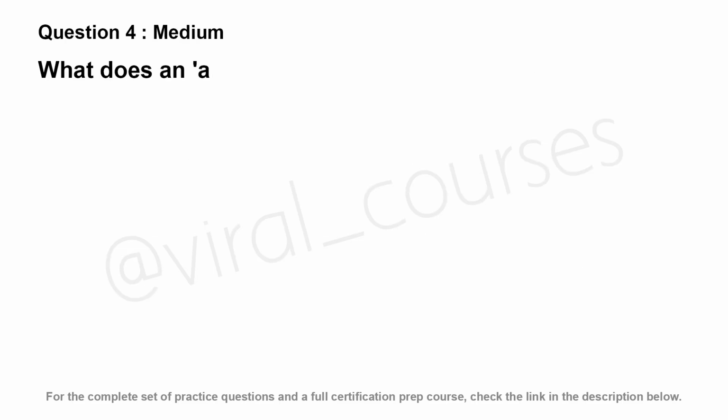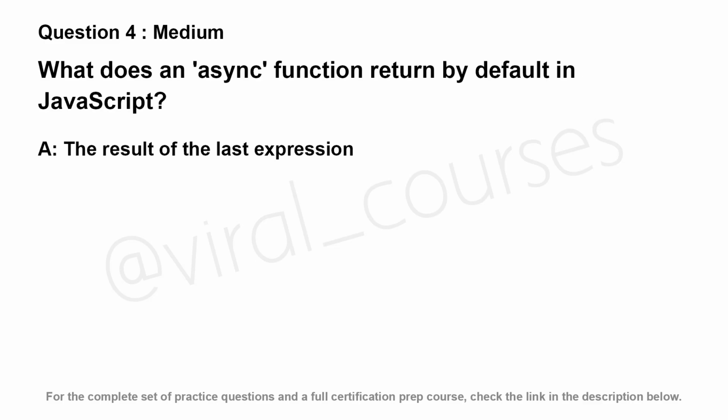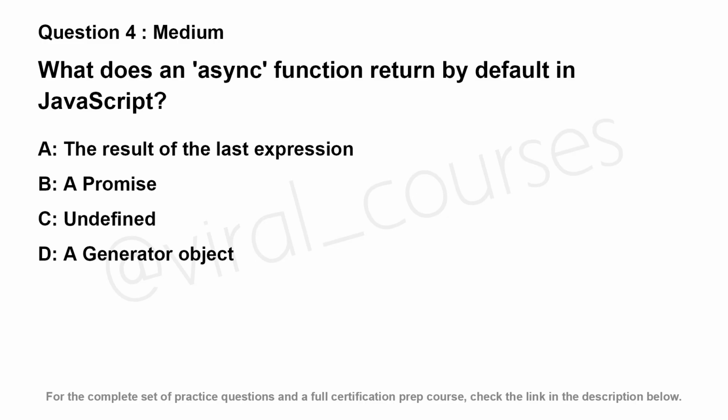What does an async function return by default in JavaScript? Option A, the result of the last expression. Option B, a promise. Option C, undefined. Option D, a generator object.